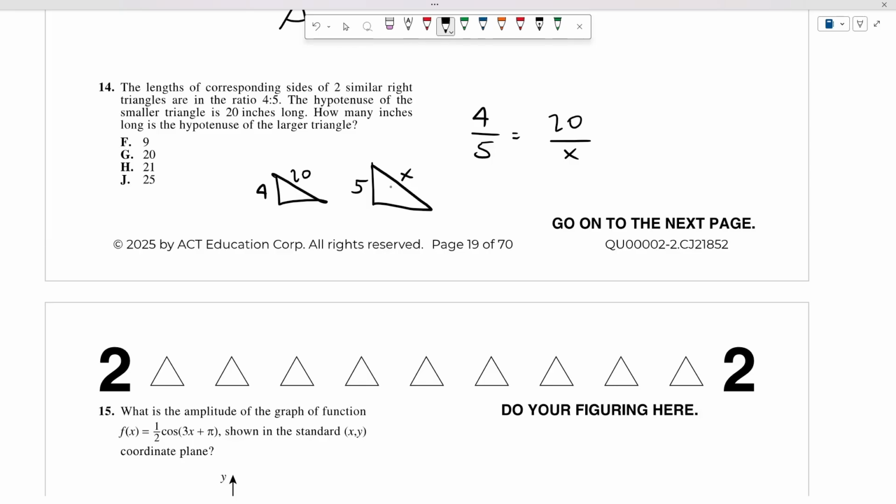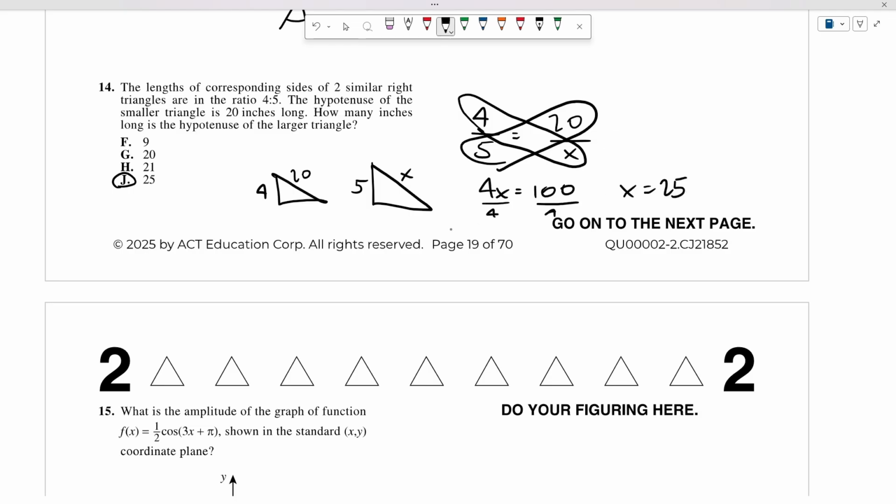You can maybe look at this and figure out what the answer is. It's J. You can also go ahead and solve for x, right? Cross multiply. You have a proportion, you can cross multiply. You get 4x equals 100. Divide by 4, you get x equals 25, okay? When I see triangles, I want you guys to always make a diagram, okay? Because that helps you visualize what the question is looking for and figure out how to solve the problem. That one is J, okay?